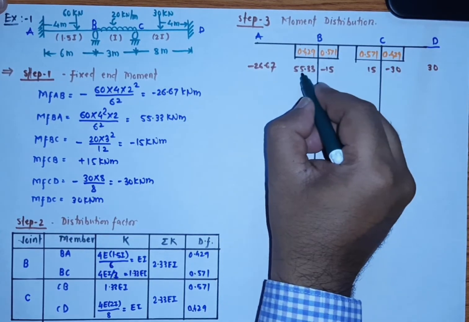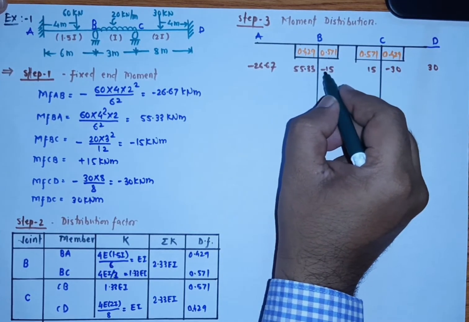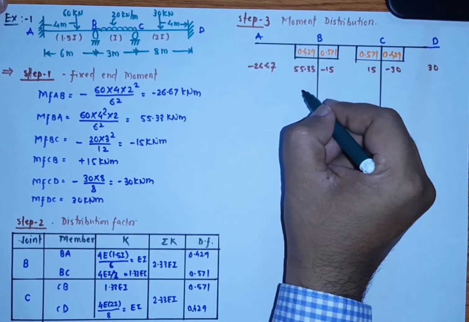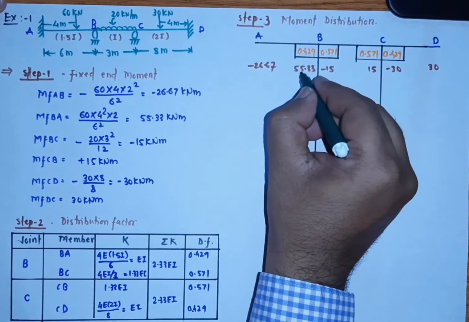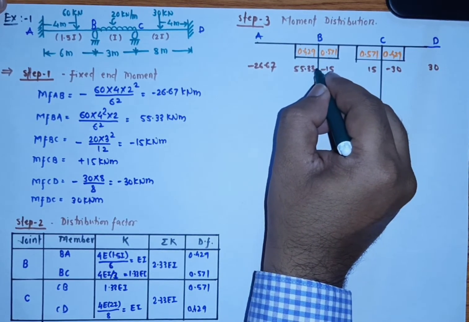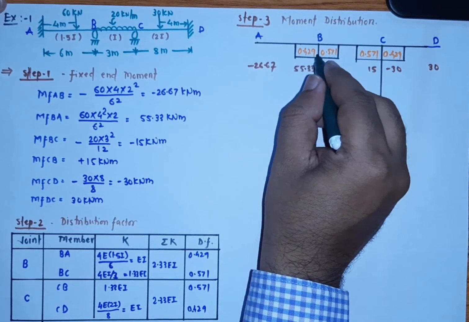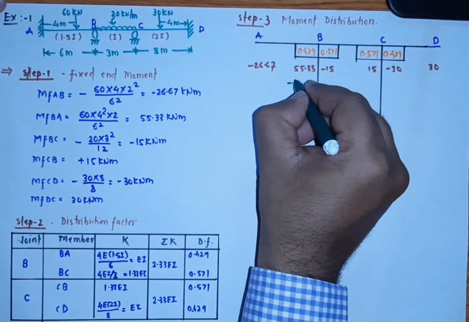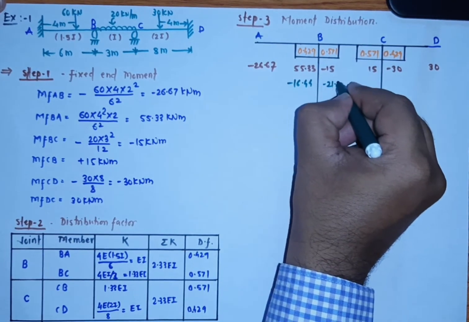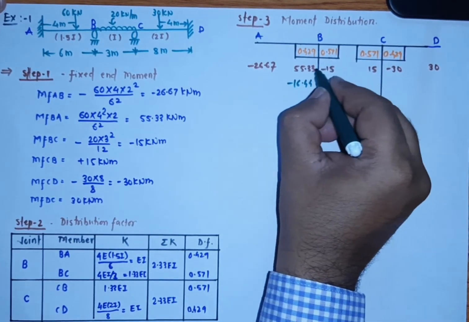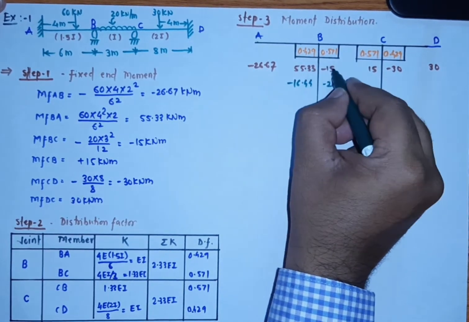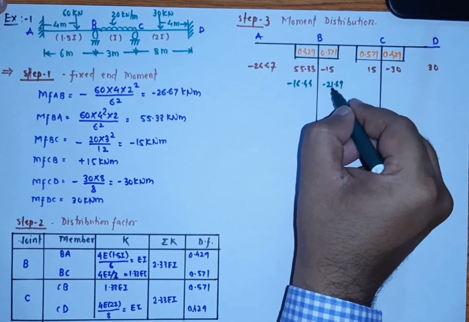So when we add 55.33 minus 15, the answer will be plus, because the plus value is more, and that means we have to write down the minus. So those values will be 55.33 minus 15. Whatever the addition is there, you have to multiply it with 0.429, and we will get an answer as minus 16.44 and minus 21.89. Addition of these two multiplied with 0.429, write down here. Addition of these two multiply with this, write down here.